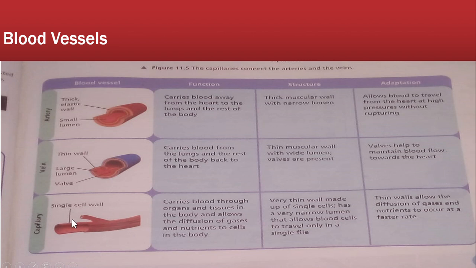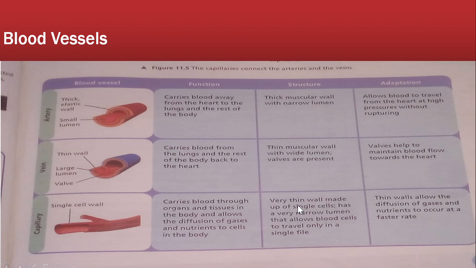So the capillary, we can see capillaries in our eye, etc. Our eye has small kind of vessels, known as capillaries. So capillaries have single cell walls. The function is to carry blood through organs and tissues in the body and allow the diffusion of gases and nutrients to cells in the body. And its structure is very thin.